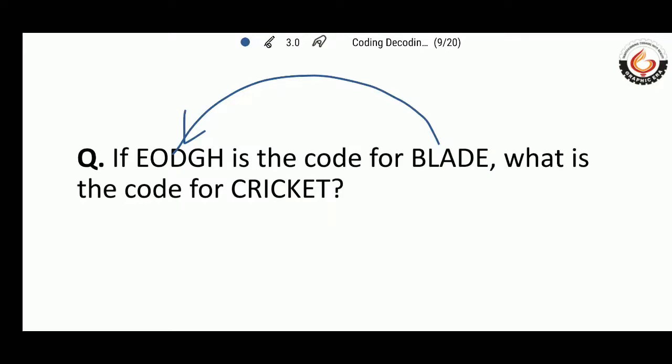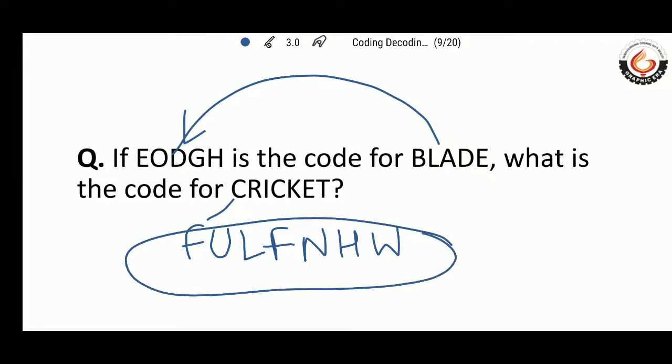CRICKET could be coded as like C D E F. For R it could be S T U. I could be J K L. C it could be again F, N. E could be H, W. This should be the code for CRICKET.